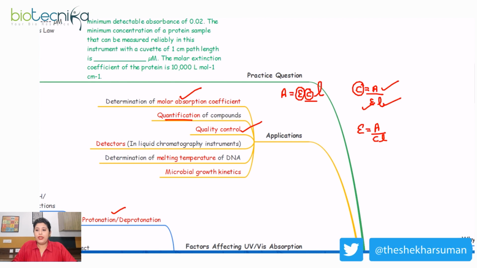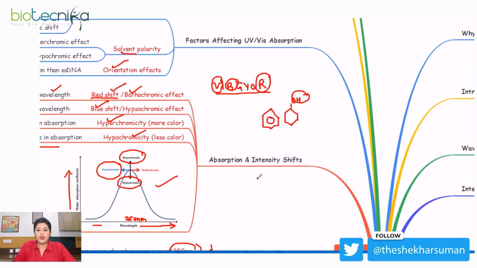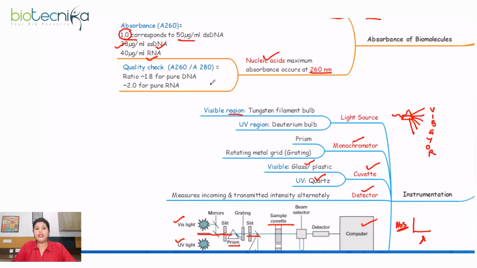If you have to determine the purity of the DNA, always remember, we usually check the quality by taking a ratio. We measure the absorbance at 260 and 280 and we take a ratio. So always remember the ratio of absorbance at 260 by 280. If it is around 1.8, it indicates that pure DNA is there.